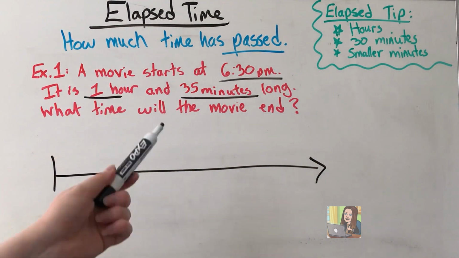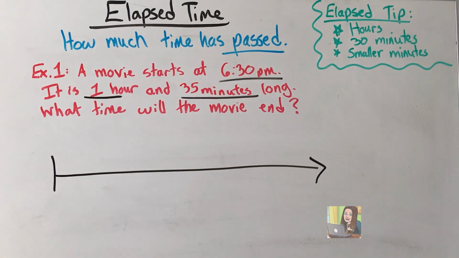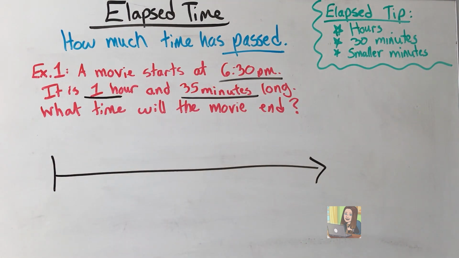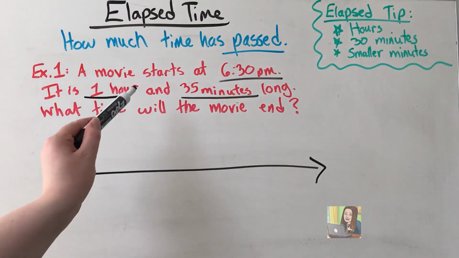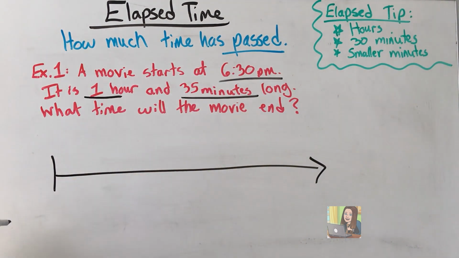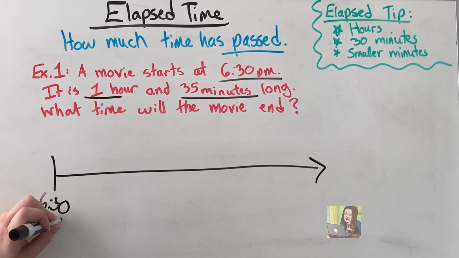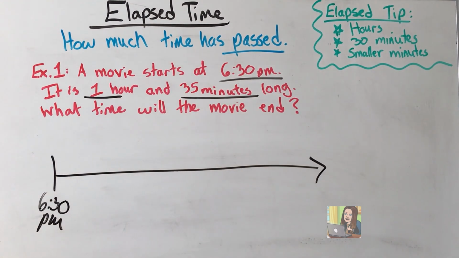A movie starts at 6:30 p.m. It is 1 hour and 35 minutes long. What time will the movie end? Right away, I have my start time. So I'm going to put 6:30 over here. Great, I have my start time. I need to figure out where my end time is going to be.